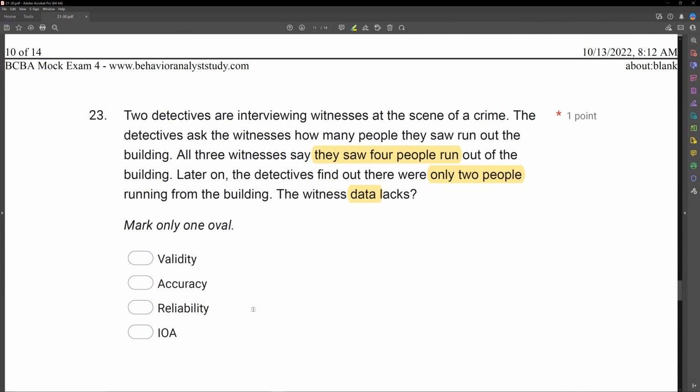Now, what about reliability? Reliability says you can measure and get the same thing over and over again. We only have one data point here, so we can't really say if it's reliable or not. All we can say with certainty is their data was not accurate. They said four, the true value was two.